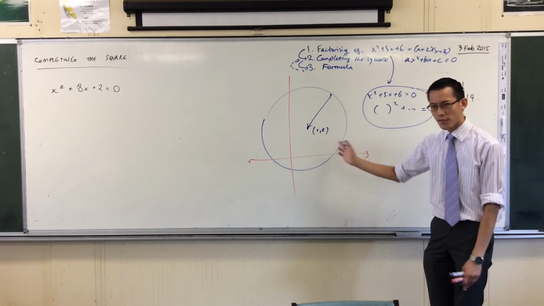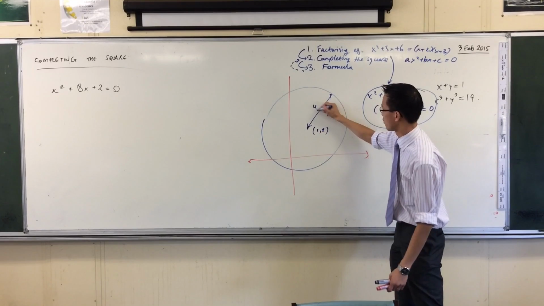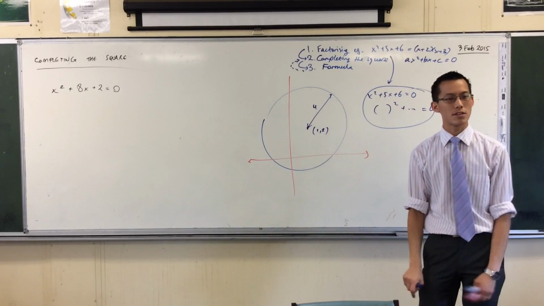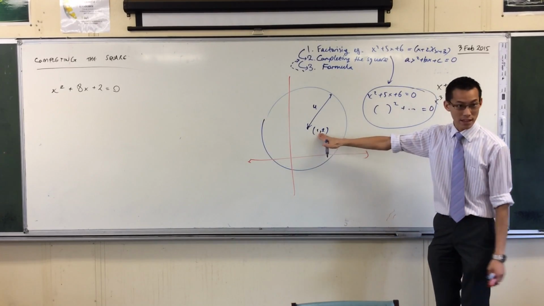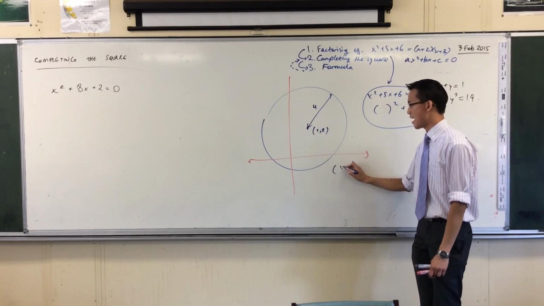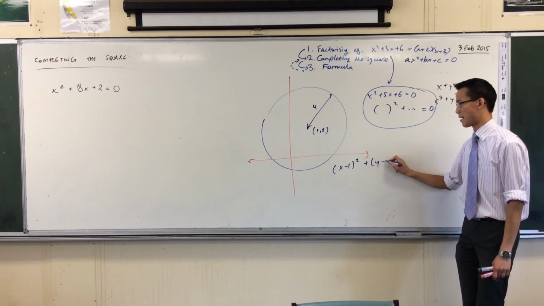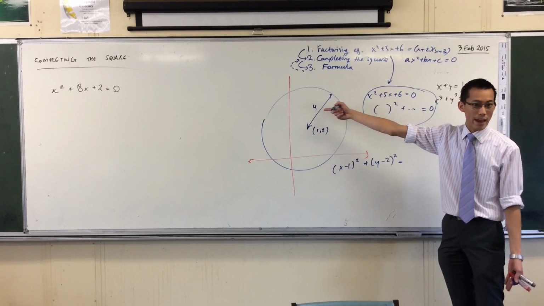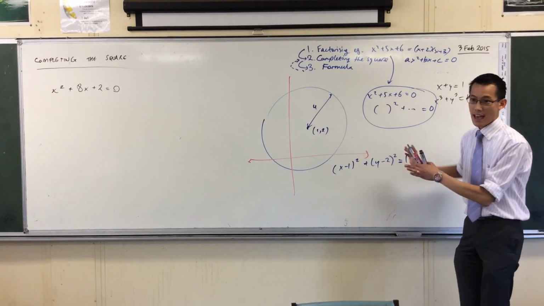Once I've got that information, let's just call it 4. Once I have this information, how am I going to write the equation of the circle? How am I going to do it? Think back. We'll start with the center. I'm going to have x minus 1 squared plus y minus 2 all squared equals r squared, which in this case is 16. So this is all nice and neat.